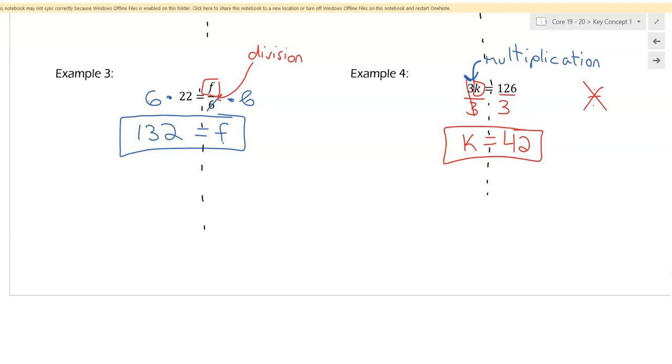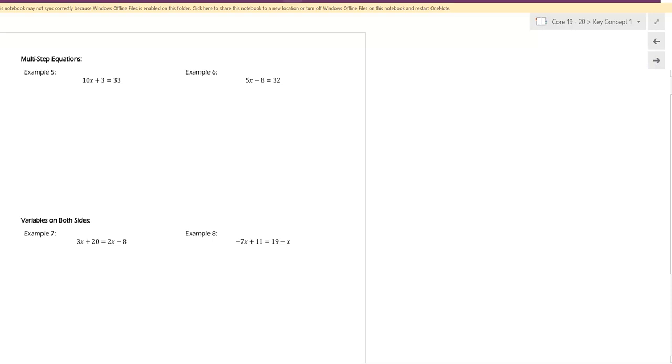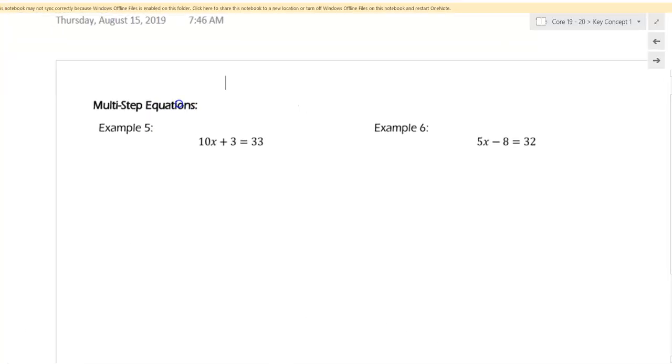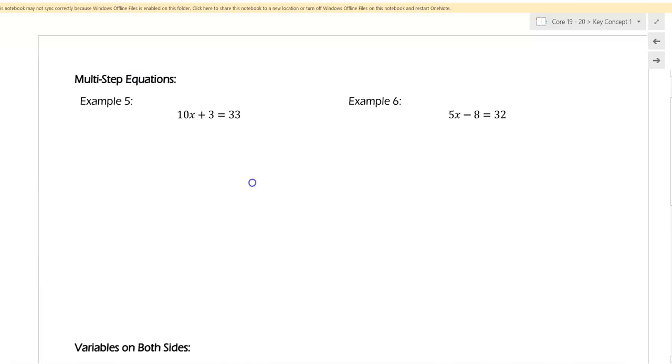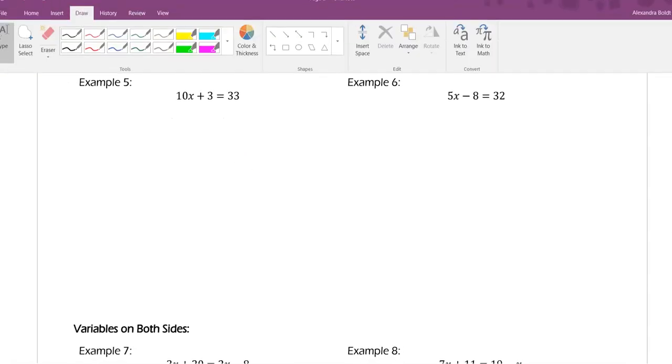All right, let's go to the next page and look at some examples here. These are now multi-step equations, so I'm going to do more than one operation.